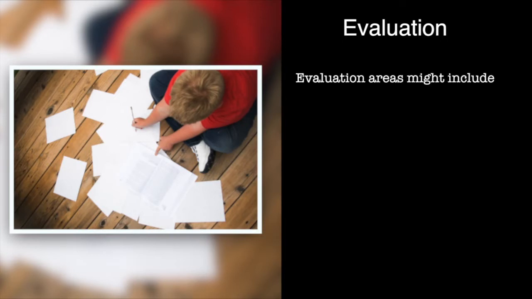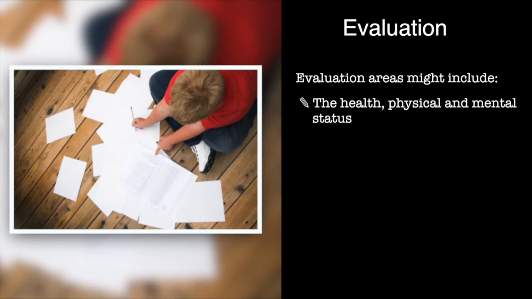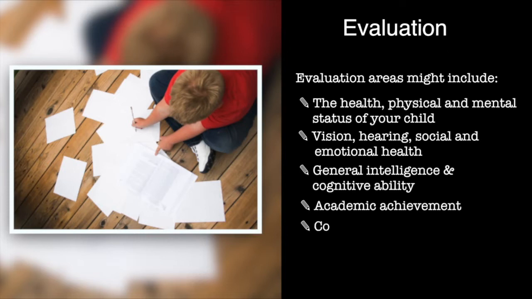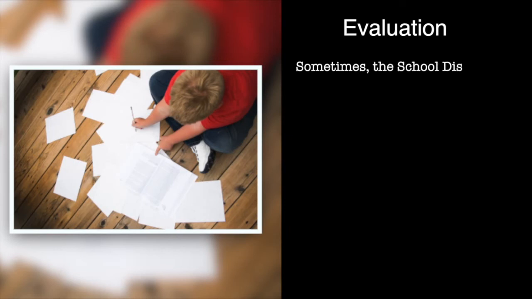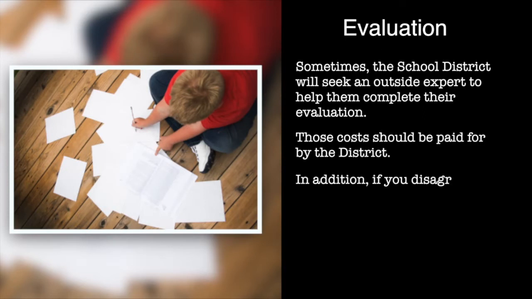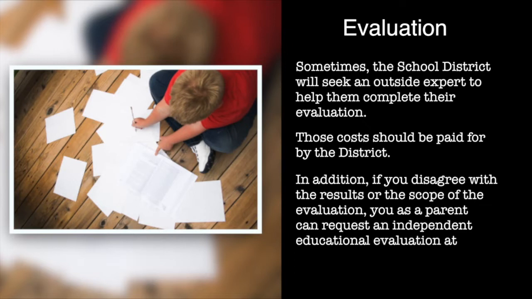Evaluation areas might include the health, physical, and mental status of your child, vision, hearing, social and emotional health, general intelligence and cognitive ability, academic achievement, communication, speech and language, and motor abilities. Sometimes the school district will seek an outside expert to help them complete their evaluation. Those costs should be paid for by the district. In addition, if you disagree with the results or the scope of the evaluation, you as a parent can request an independent educational evaluation at the expense of the school district.